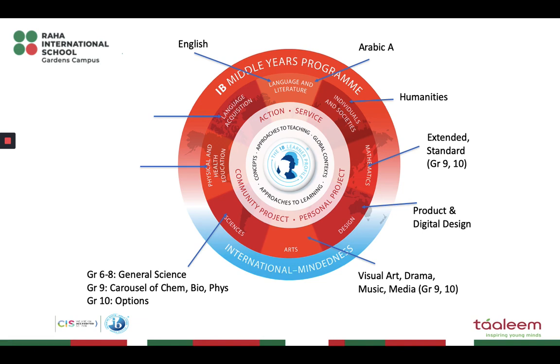Sciences in grades 6 to 8 is integrated science, where students do mixtures of chemistry, biology, and physics. Grade 9, they do 1 term of each, so it's more specific. And then in grade 10, they do the year-long science courses. And that is where the choices or options come in. So the options affect sciences, the arts, and design when students are finishing grade 9 and moving into grade 10.